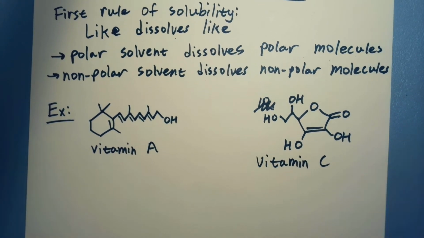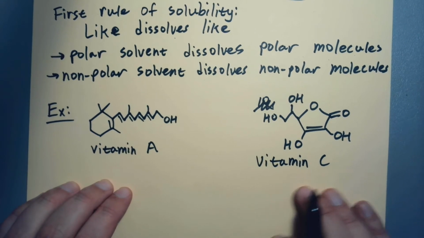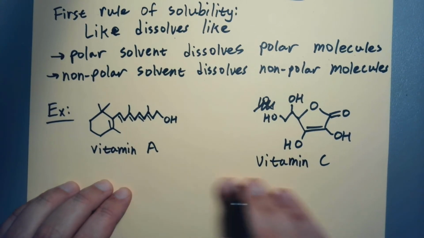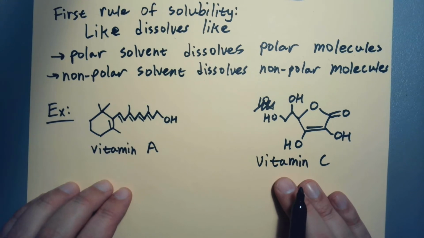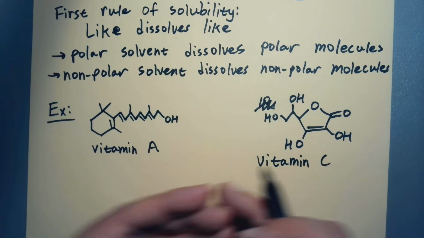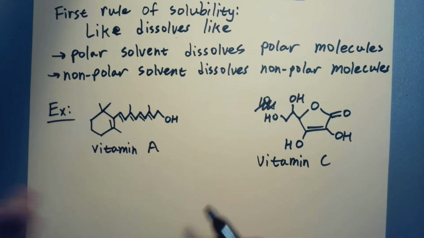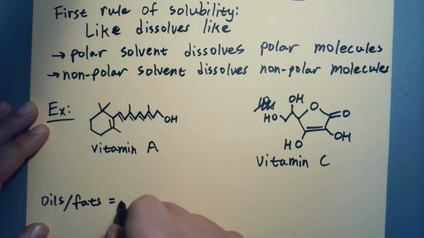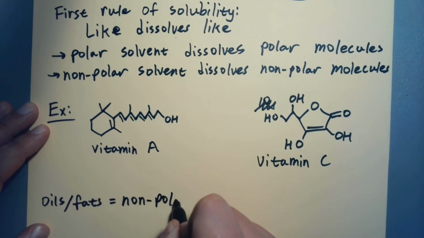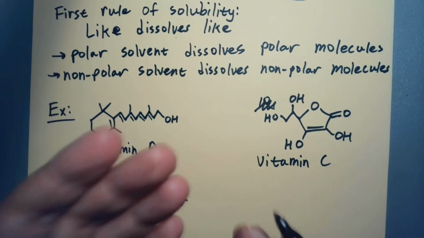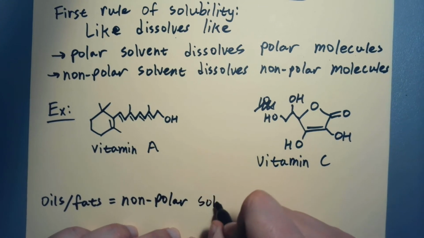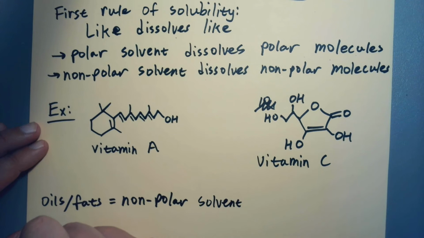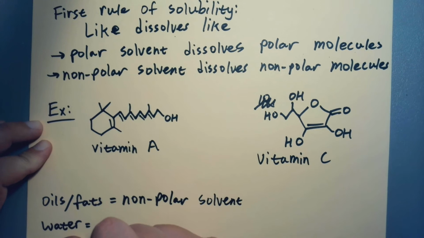So, vitamin C and vitamin A. One of these is water soluble. The other one is what we call a fat soluble vitamin. So one of them dissolves in water, one of them dissolves in oils and fats. So oils and fats are nonpolar. And you can think of it as like a nonpolar solvent because they're a liquid. So this is like a nonpolar solvent. And water, as has been discussed ad nauseam, is a polar solvent.